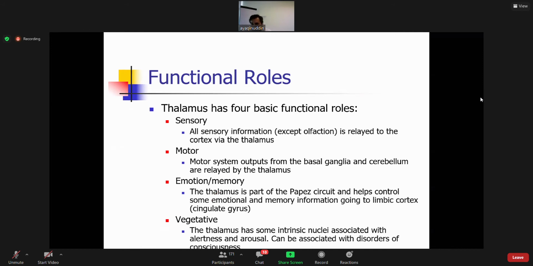Then you have some vegetative functions of the thalamus, which are wakefulness and arousal. That is, alertness and arousal is also controlled by thalamus, because thalamus has projections to all parts of the cerebral cortex. So the reticular formation has connections with some intrinsic nuclei of the thalamus, and thalamus in turn has connections with all parts of the cortex. So the vegetative functions of arousal and alertness are also partly the functions of the thalamus. So these are the four major groups of functions which you would see with thalamus.